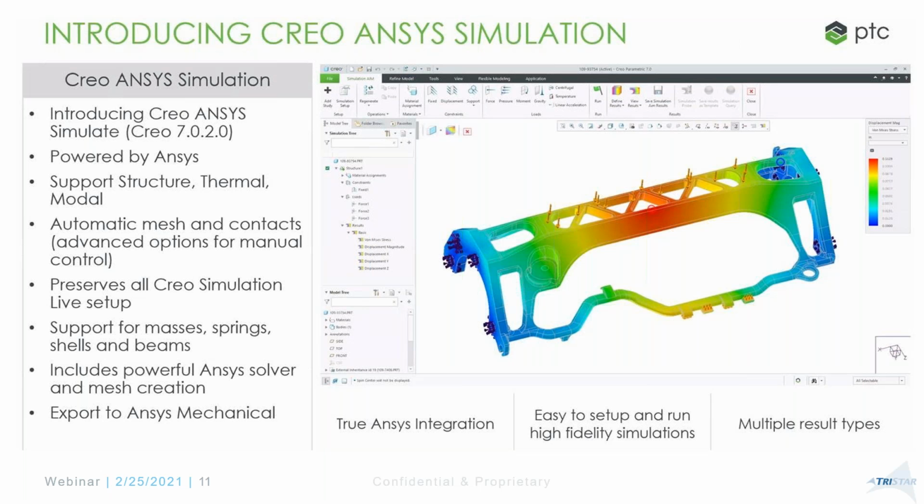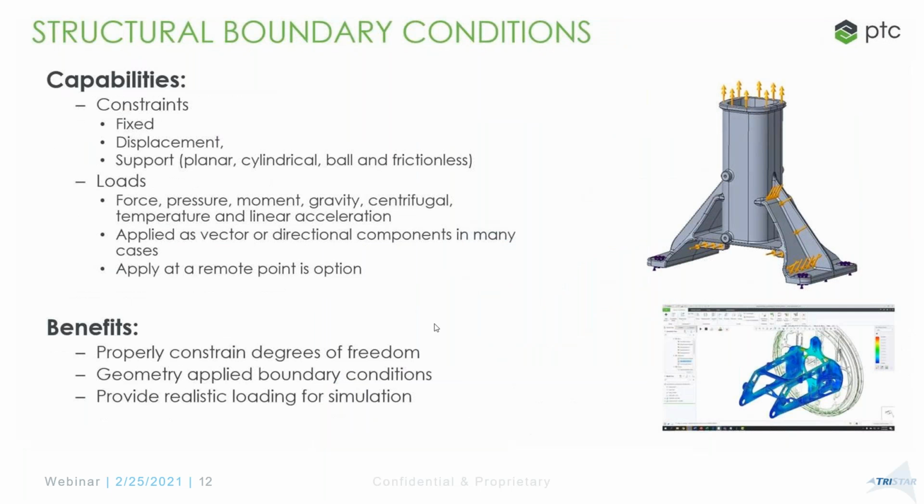You can also export your setup and everything that you've done inside of Creo ANSYS simulation into ANSYS Mechanical, right? Maybe you want to do some higher-end analysis that may not be available inside of Creo ANSYS, and you could export that and do it in there too. So it's a new one in there. I'll show you some examples in a little bit here, just to go over some of the capabilities that we have on the structural side.